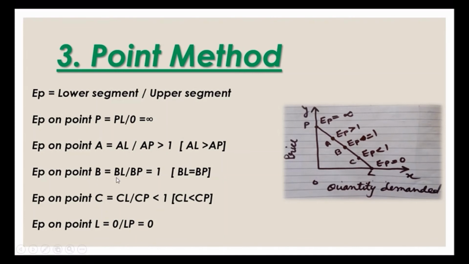EP on point B is equal to BL upon BP, and as you can see BL is equal to BP, so price elasticity is equal to 1. EP on point C is equal to CL upon CP, and it is less than 1 because the CL portion is lesser than the CP portion. EP on point L is equal to 0 because here the upper segment is present but the lower segment is absent. So these 5 degrees can be measured by the point method.